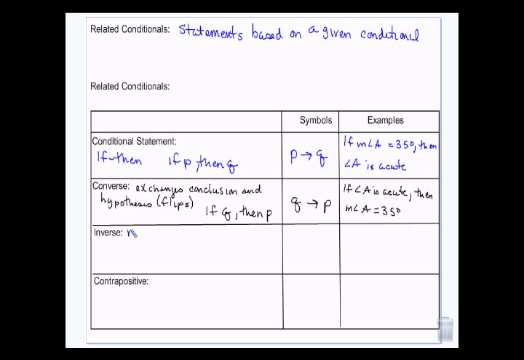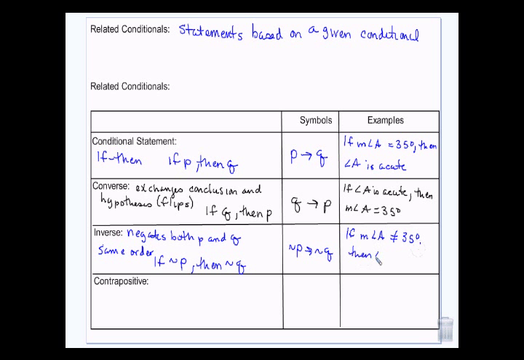Inverse negates them, but they stay in the same order. So if not P, then not Q. So not P implies not Q. So if the measure of angle A is not 35 degrees, then angle A is not acute. So same order as the original, but we just put the nots in there.